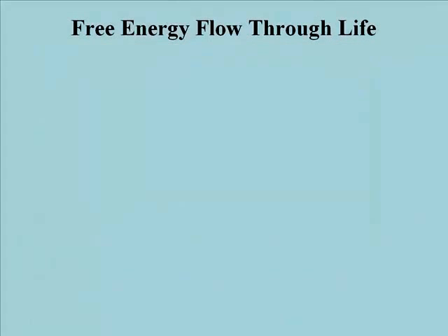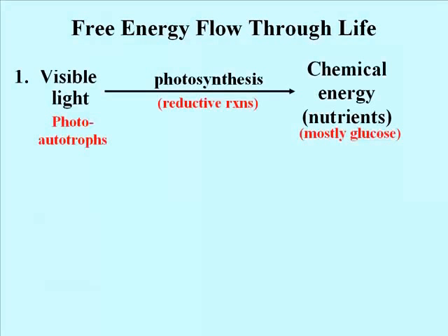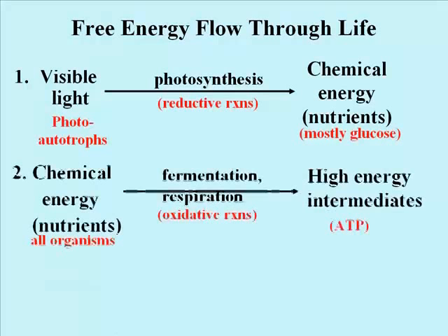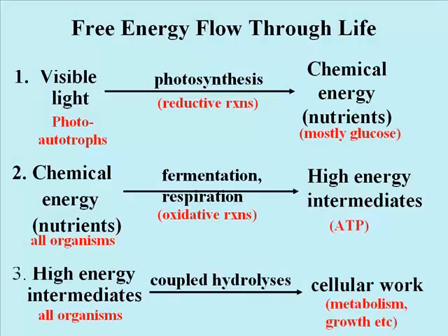To understand how this free energy-rich ATP molecule is made, first you may remember that photosynthetic organisms, from cyanobacteria to green algae all the way up to higher plants, capture the free energy of light in chemical nutrients, mainly glucose. All organisms get nutrient-free energy either by fermentation or respiration, putting this free energy into high-energy intermediates like ATP. Then the ATP itself is hydrolyzed in many cellular reactions to harness its free energy to do cellular work for growth or other free energy requiring metabolism.